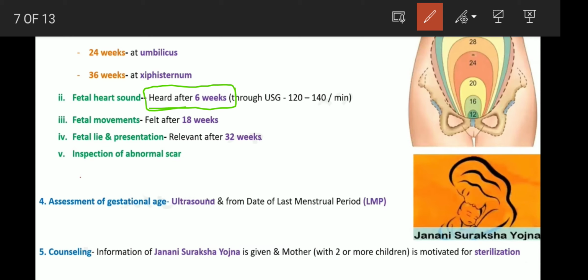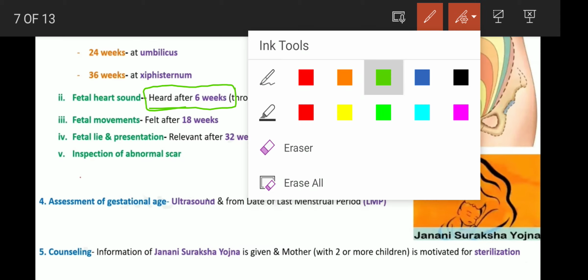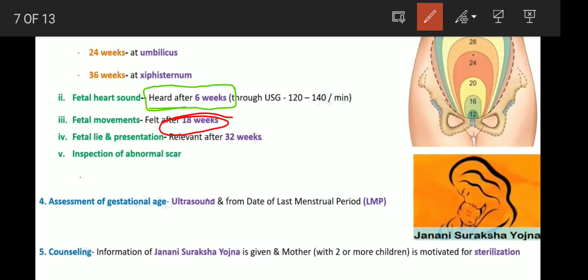Fetal movements can be felt by the examiner after the 18th week onwards. By gently palpating the abdomen, you can start feeling the fetal movements by the 18th week. Okay, after 18 weeks, you can feel the fetal movements.